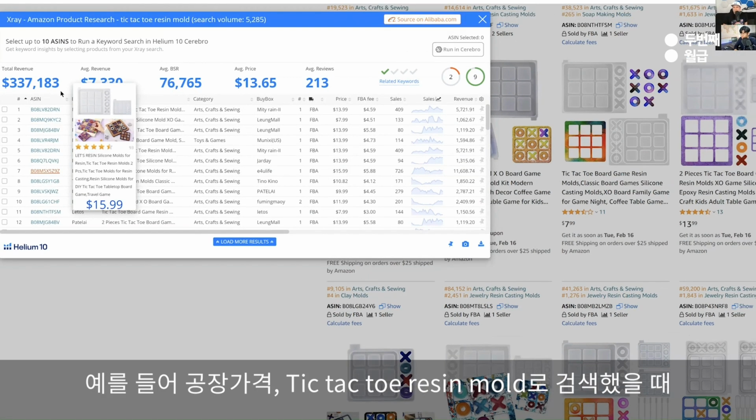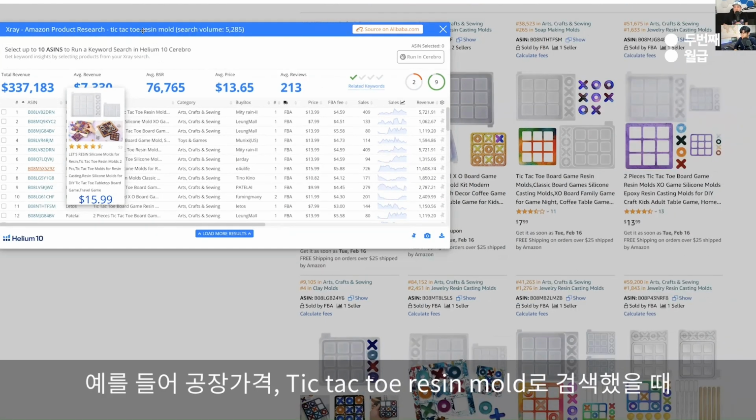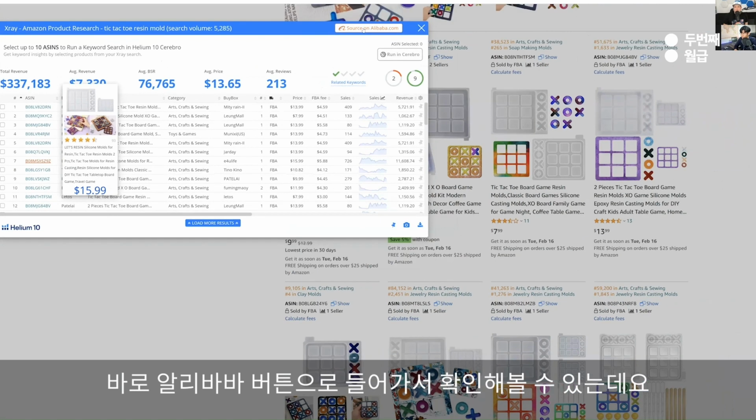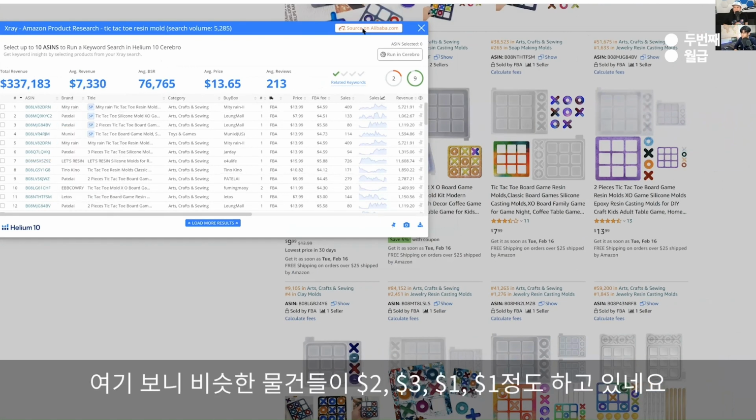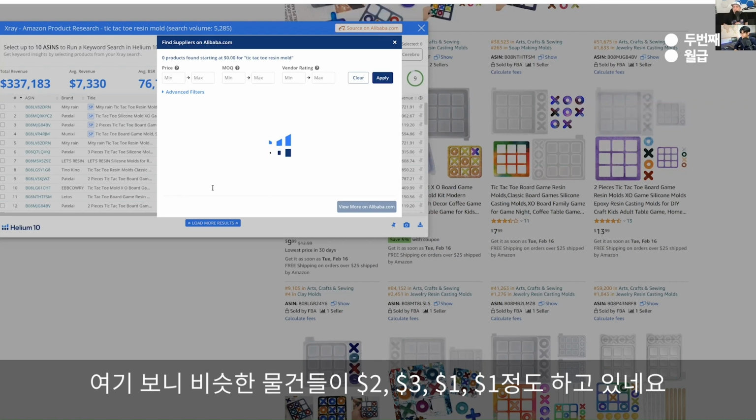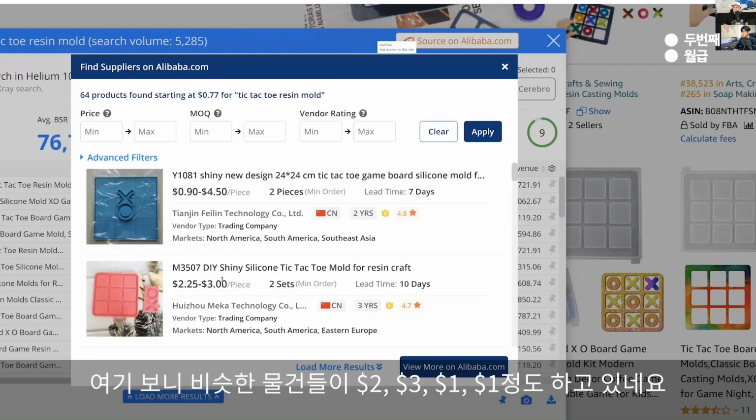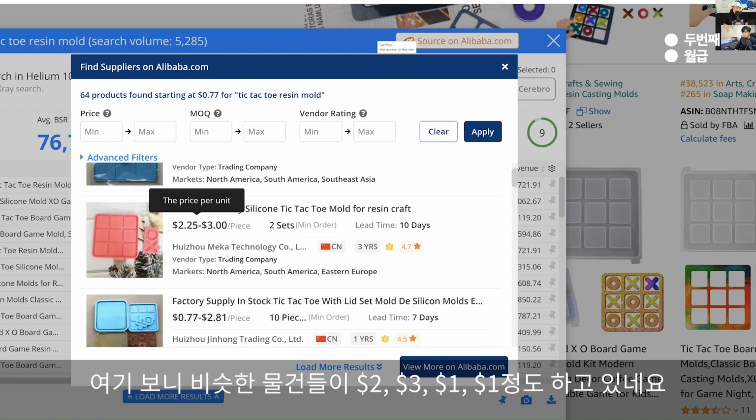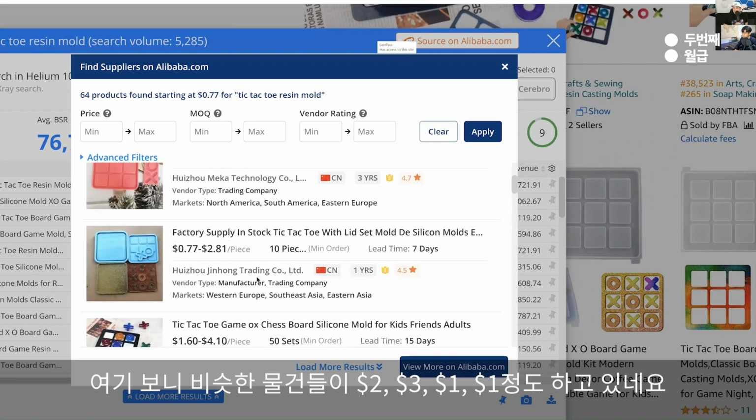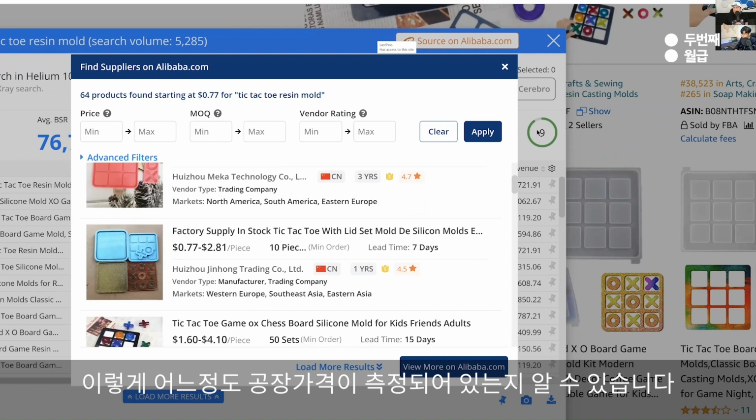For example, sourcing price. We typed tic-tac-toe resin mold. I can just quickly go to Alibaba.com, but just using this right here, I could see some of these exact products, and then I would see, oh, here's some from Alibaba that are only $2 and $3, $1. So there's those. Awesome. That gives me some ideas, right?